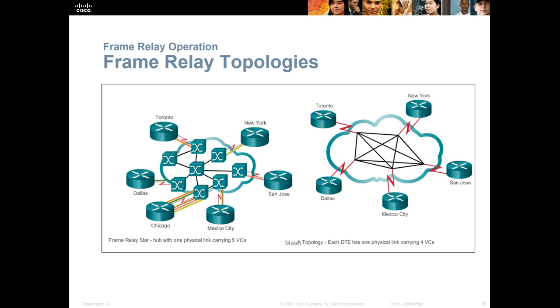This is frame relay topology. Here we have a frame relay star hub with one physical link carrying 5 virtual circuits. You see here, this is your headquarters. You see how many links? These are virtual circuits. Here we have mesh topology. Each DTE has one physical link carrying 4 VCs. So everyone is connected. We will do only static mapping and virtual. We'll do 2 labs.